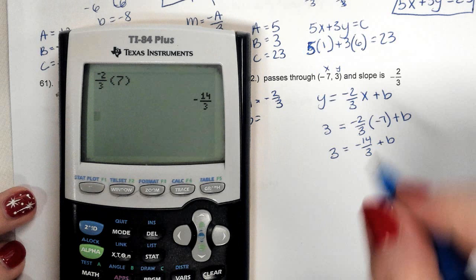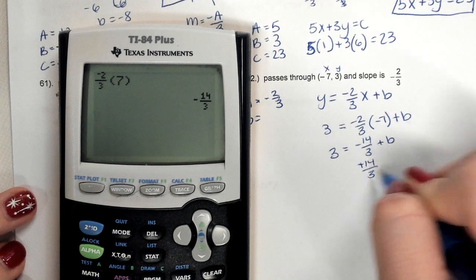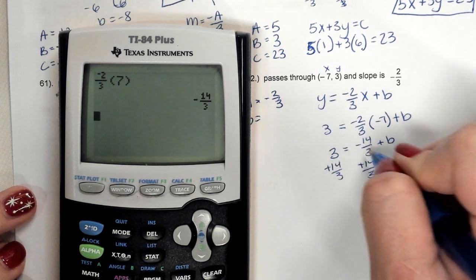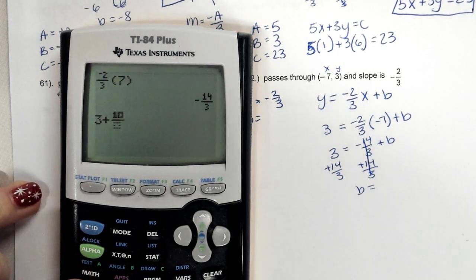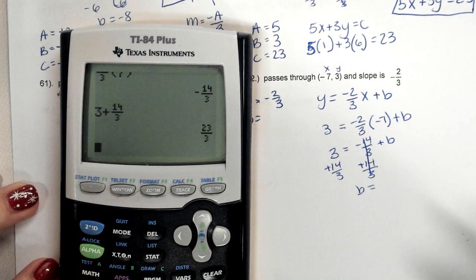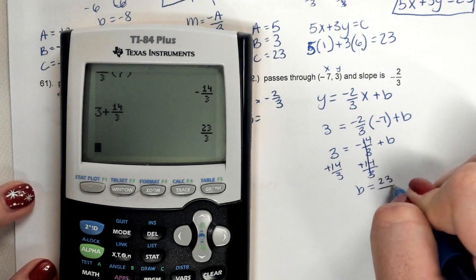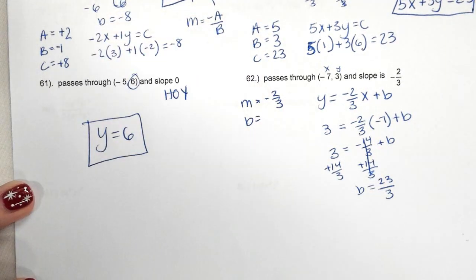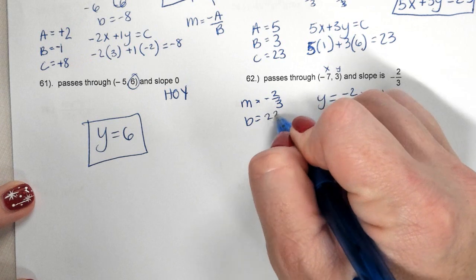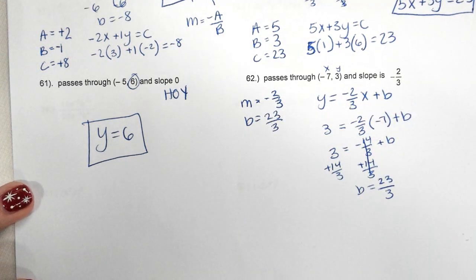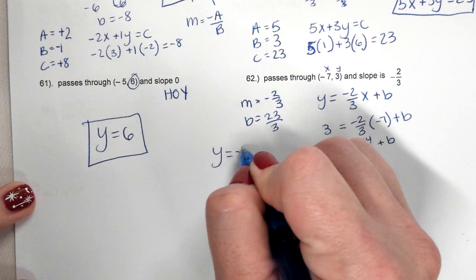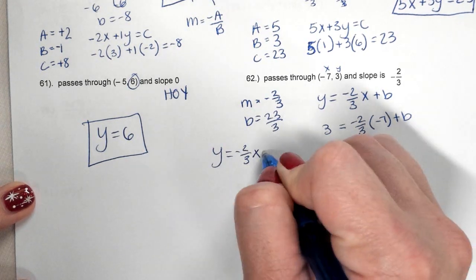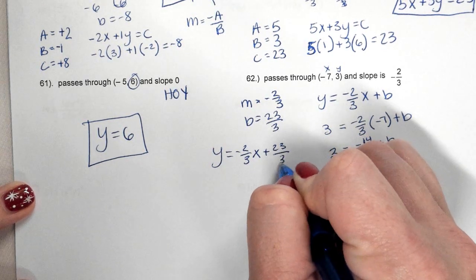So I'm going to add 14/3 to both sides. And I get b equals 23 over 3. Well, just like the other one, just a different slope. So 23 over 3. So I'm going to write my answer over here this time. y equals negative 2/3 x plus 23 over 3.